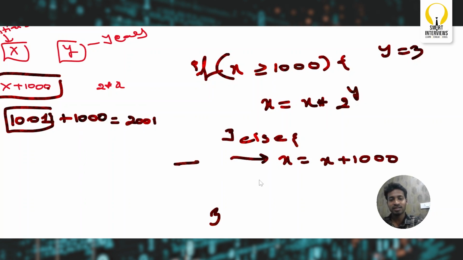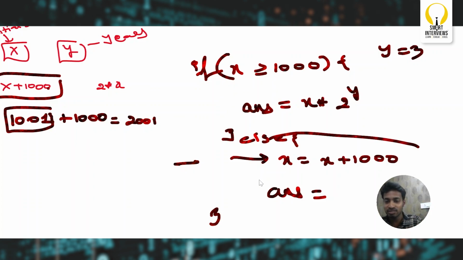So we have made one choice at the first year. Now for the remaining y minus 1 years, what we need to do? Our answer will be whatever our current value of x is, doubled for y minus 1 number of years, because in the first year I made a choice of adding 1000. So it will be simply 2 power y minus 1 into x. That's it. Very straightforward, nothing complex in here.